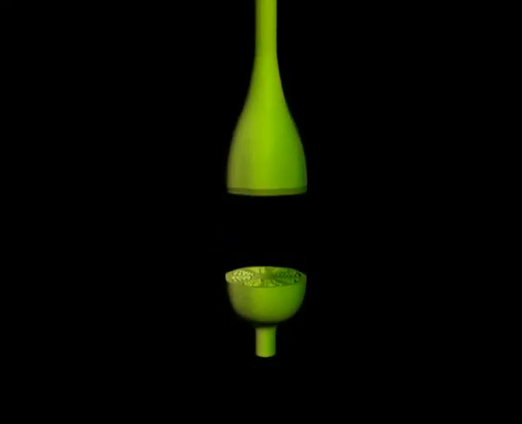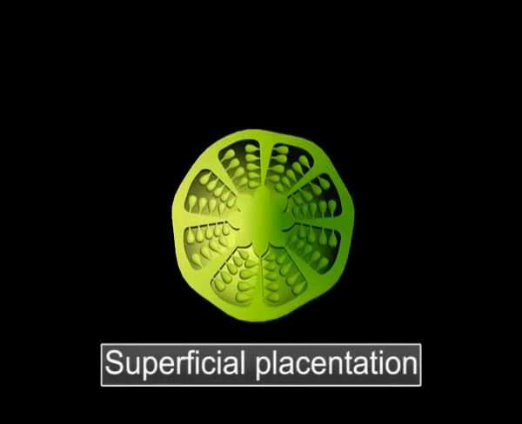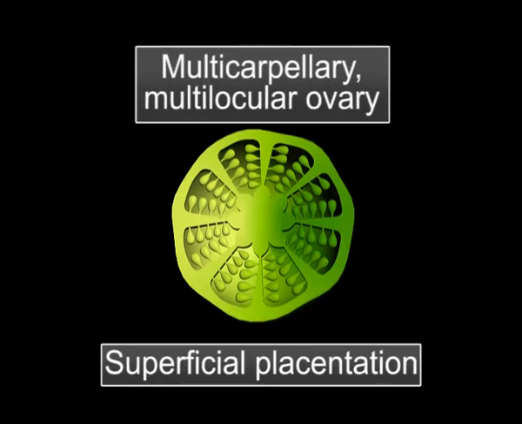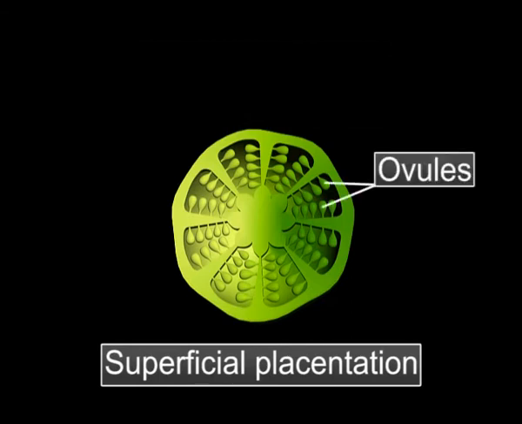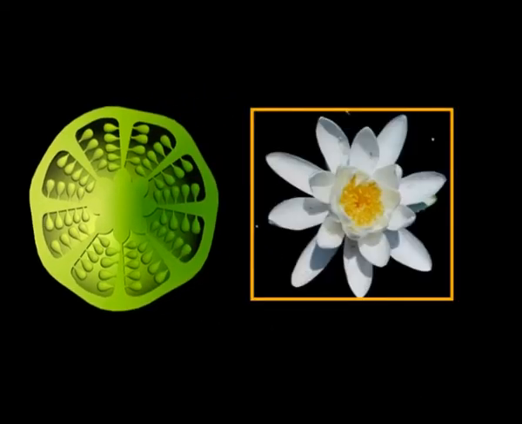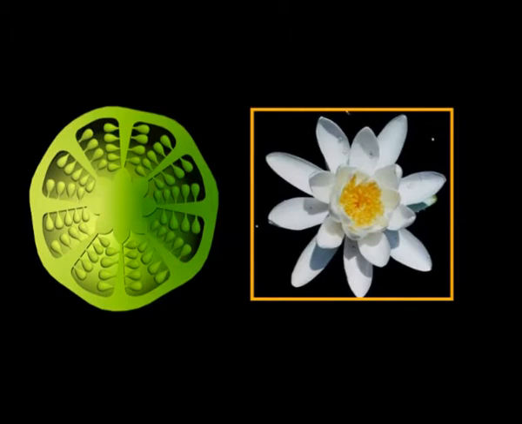The last type of placentation that is found in multilocular ovary is superficial type of placentation. This type of placentation occurs in multicarpellary, multilocular ovary. Here the ovules are borne on the placentae, which develop all around the inner surface of the partition wall. Water lily, known as Nymphaea, shows this type of placentation.